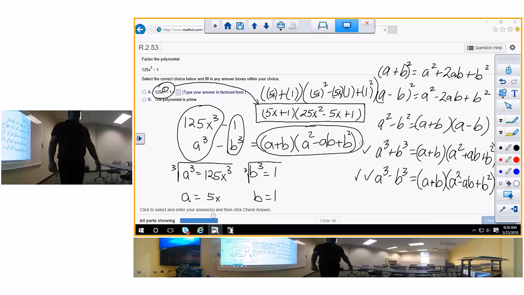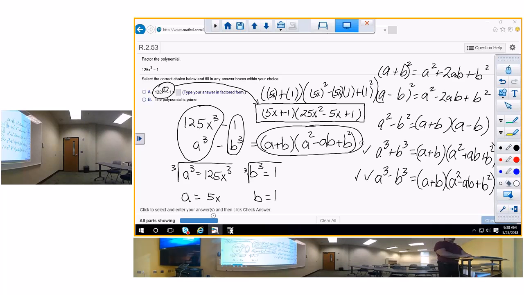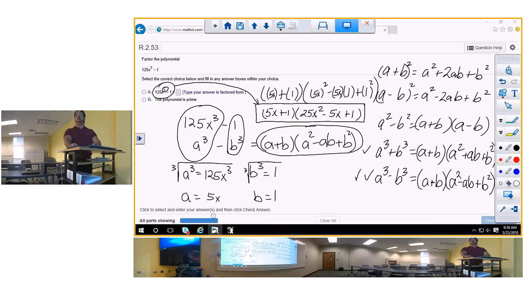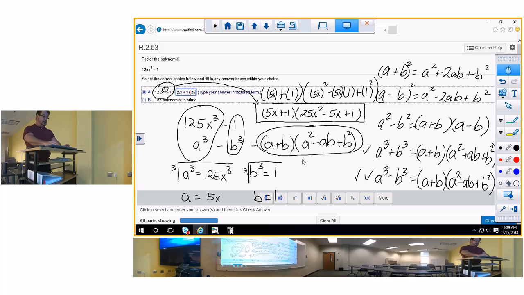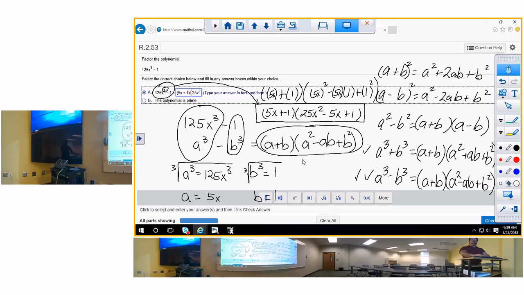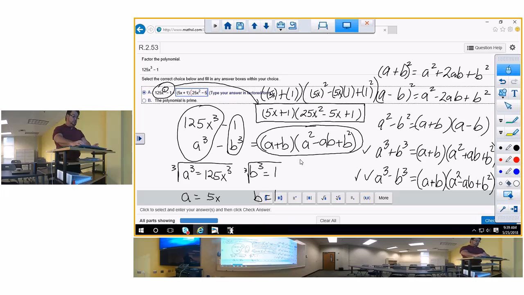Okay? So we click on A and see if Hubert knows what he's doing. Oh, I got to type in all that stuff. Okay, let me type it in. Parentheses, 5x minus 1, close parentheses, open parentheses, 25x squared plus 5x plus 1. I think it's plus 1, isn't it? Yeah. Plus 1 and close parentheses.